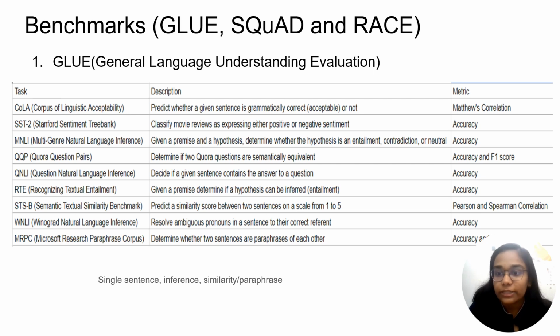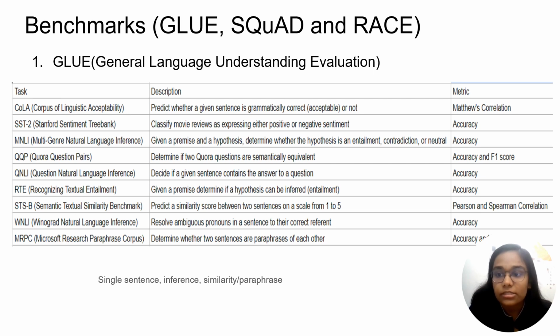The GLUE benchmark, short for General Language Understanding Evaluation, is a collection of 9 diverse tasks designed to evaluate various aspects of natural language understanding. It is a comprehensive benchmark that assesses models on key NLP capabilities such as sentence classification, textual inference, and sentence similarity. Some notable tasks include MNLI, which is multi-genre natural language inference. Here, the model determines whether the premise entails, contradicts, or is neutral towards a given hypothesis.